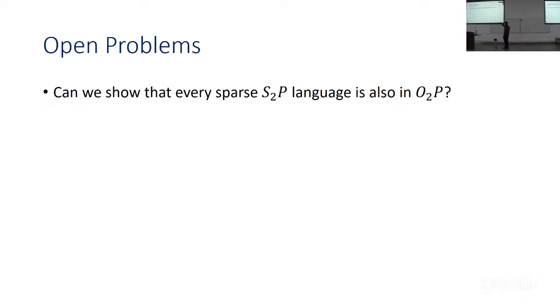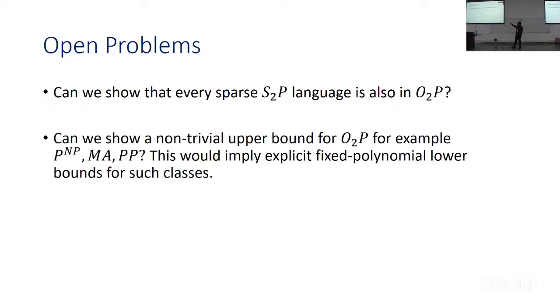So can we show that every sparse language, like we need this uniformly sparse extension, do we really need that? Can we show that any sparse language in S2P is also in O2P? Question one, that'd be interesting. I don't know how interesting.